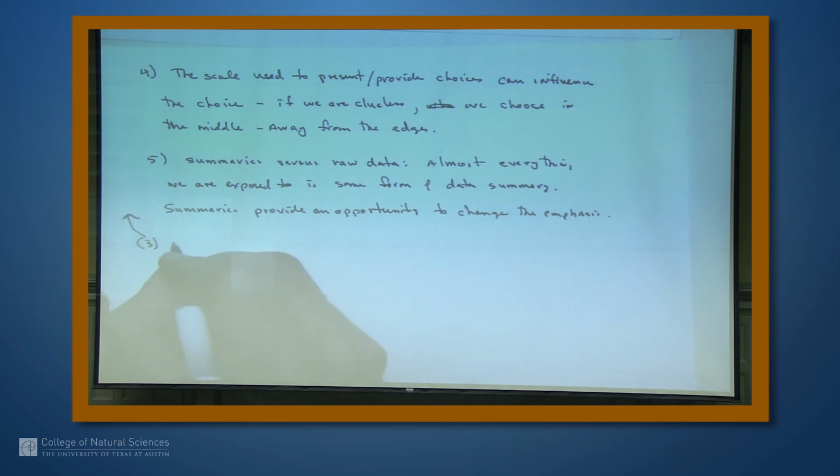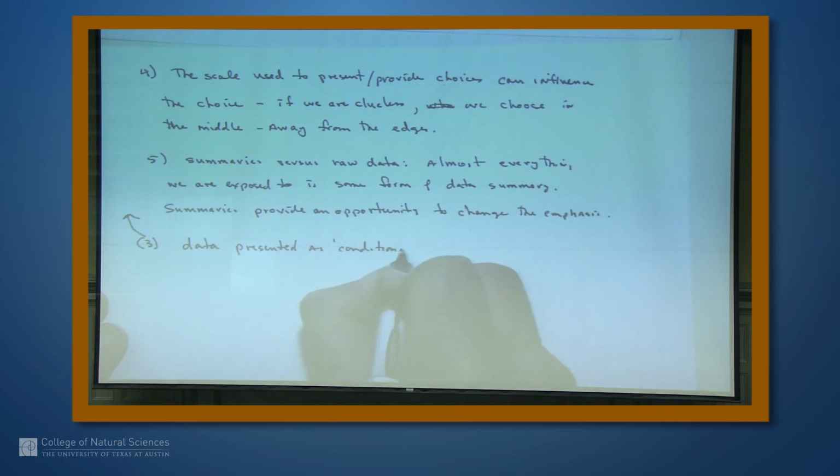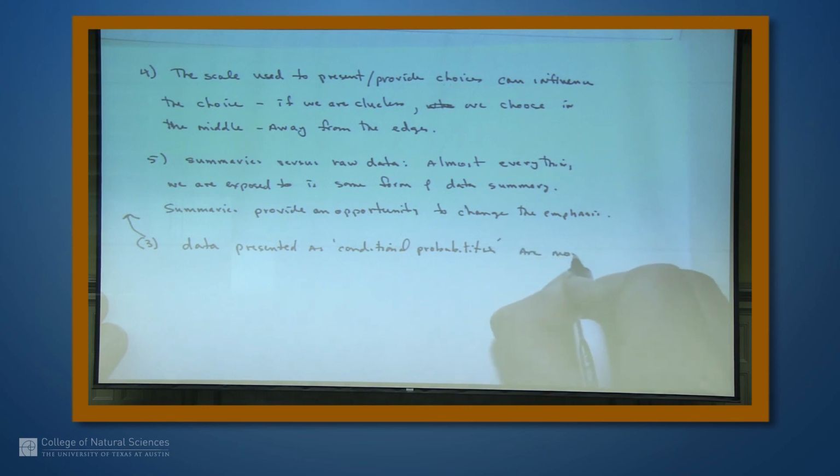So 3 up there. Data presented as what's called conditional probabilities are more difficult to comprehend than data presented as simple averages.